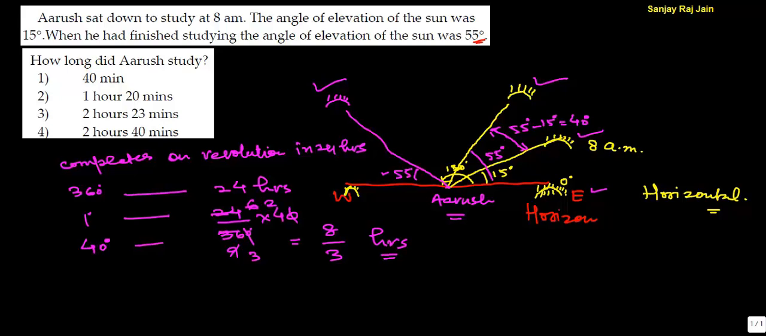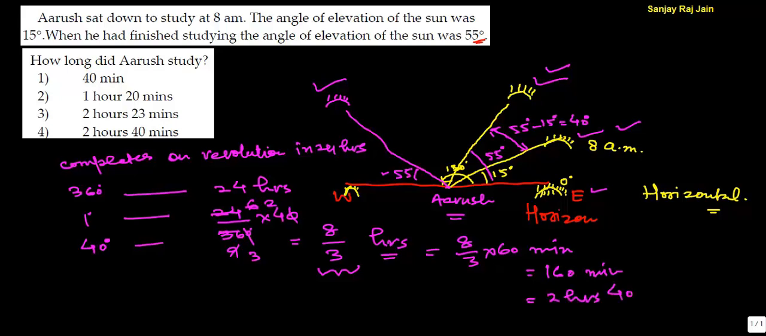So when he started studying at 8 a.m. and when he finished studying, the sun covered an angle of 40 degrees, and it takes 8 by 3 hours. If you convert it into minutes, it becomes 8 by 3 into 60 minutes, which is 160 minutes, which translates into 2 hours and 40 minutes. So out of the given choices, the fourth choice is the correct choice for this question.